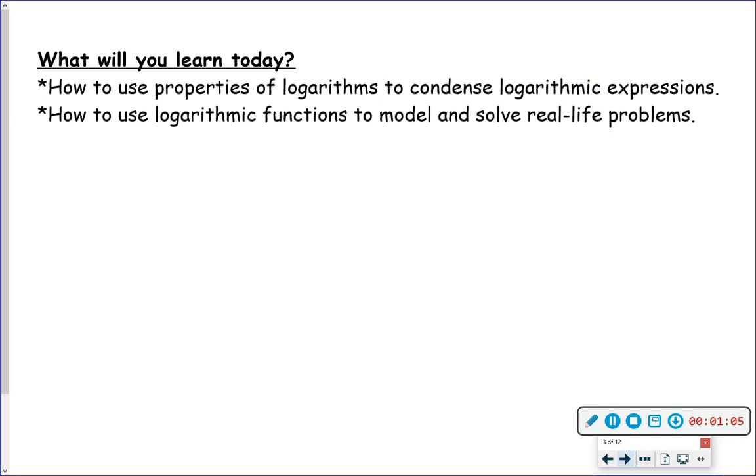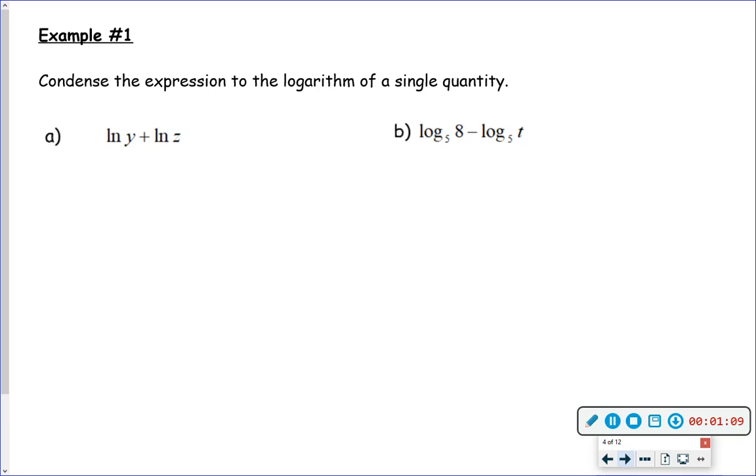So today we're going to talk about properties of logarithms to condense problems. That's what we're really going to be focused on today. So condense, of course, means we want it into a smaller problem. Notice it says single quantity. That means you can only have 1 log in your final answer. That is it. So here I have 2 ln's added.